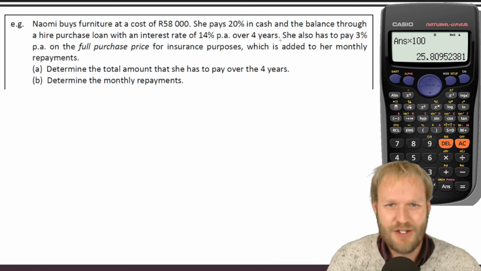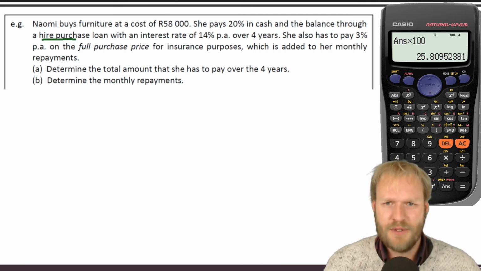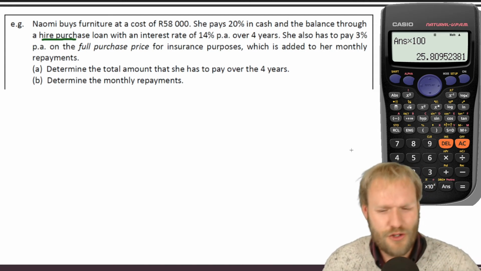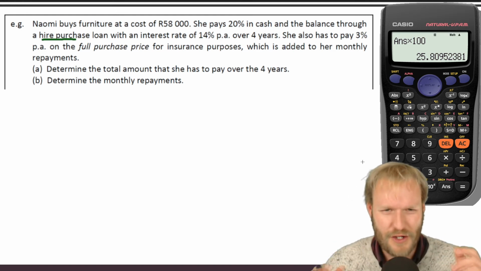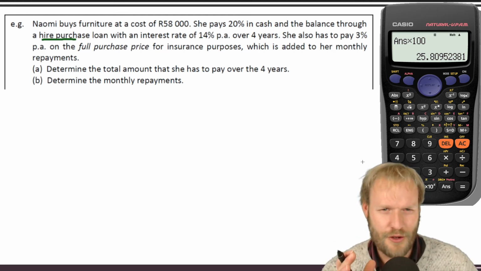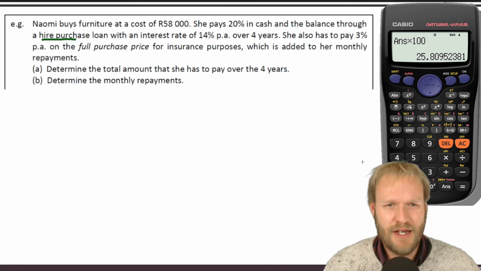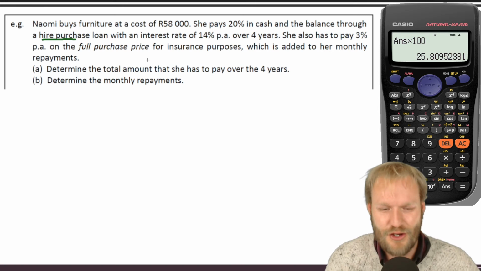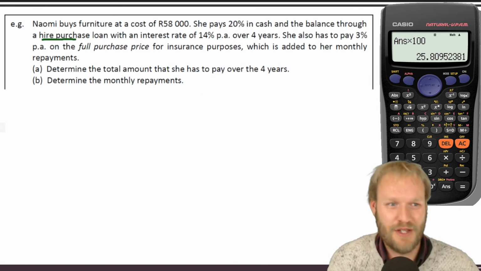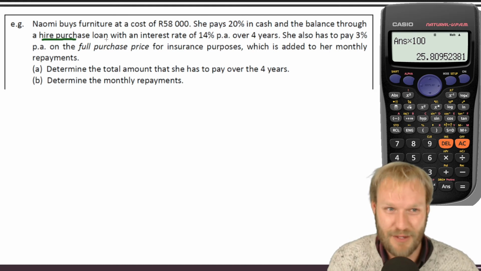Naomi's buying furniture. She pays 20% in cash and the balance through a hire purchase loan. A hire purchase loan makes us think simple interest already. She also has to pay 3% per annum on the full purchase price for insurance purposes, which is added to her monthly repayments. So with this question, so that you don't have another long video, I'm going to work you through maybe some bits of how to solve this, and then you can pop back into the class call if you want further help. You should still have time at the end of the lesson to do this, so you can pop back in with any questions. I'm not going to go through every bit in detail here.